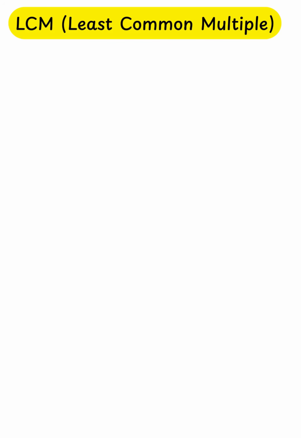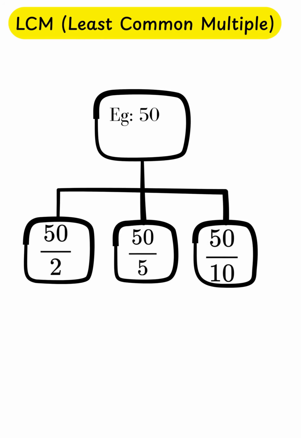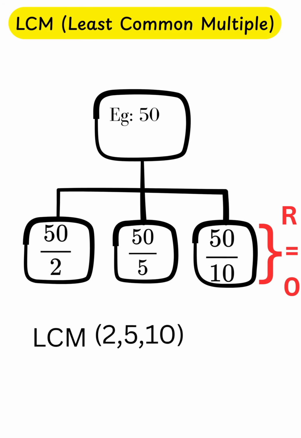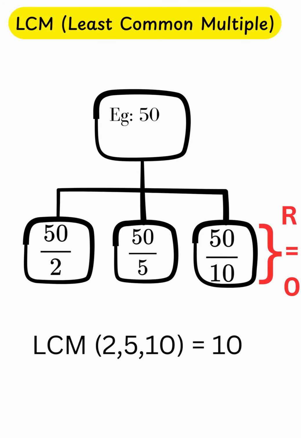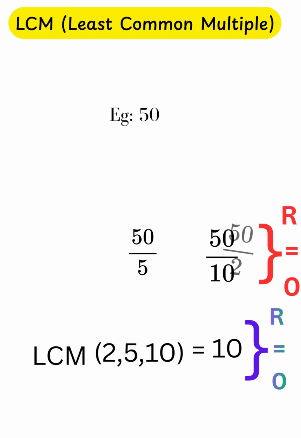And if we want to check additionally, then let's take a rough number. Let's say there's a number 50, and this number 50 is equally divided by 2, 5 and 10, having the same remainder 0. And if we take the LCM of 2, 5 and 10, which is 10 itself, then 10 also has 0 as a remainder.